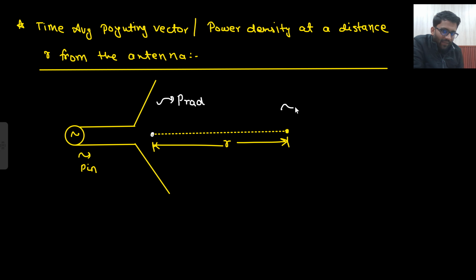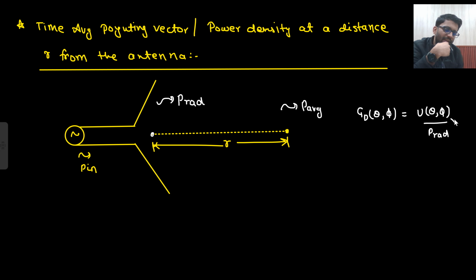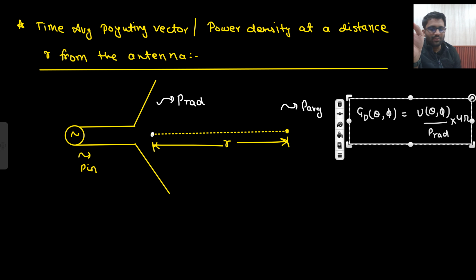So what will be the time average pointing vector P average at a distance r from the antenna? You already know this formula. Let me know what this formula is. Do I know the directive gain? Yes. What is the directive gain? That is U theta comma phi divided by P radiated upon 4 pi. Radiation intensity divided by average radiation intensity, which is P radiated upon 4 pi. So this will be the formula that will be highly used. But this is not our conclusion.